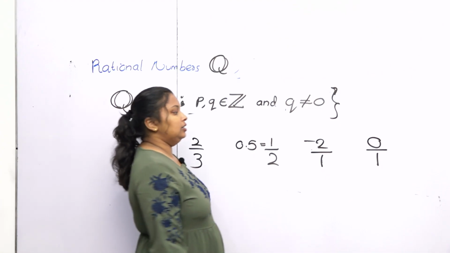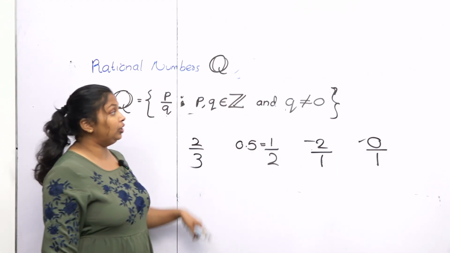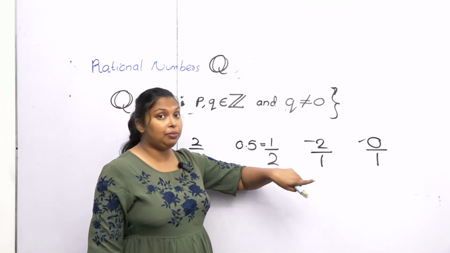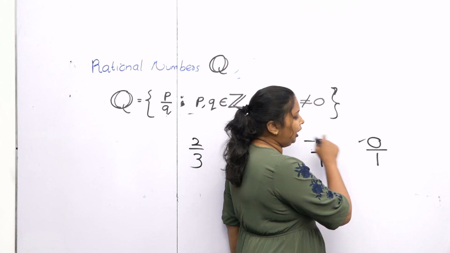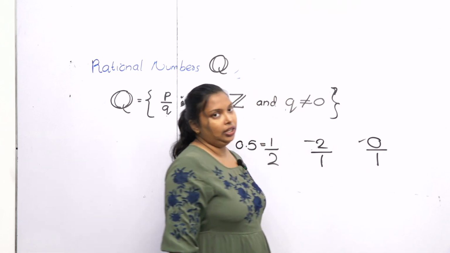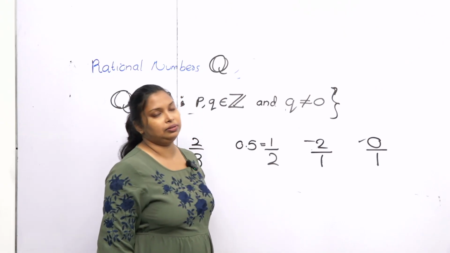Clear? Still, the numerator being 0 is fine. They say the denominator cannot be 0. Here the numerator is 0, therefore the numerator can be 0, the denominator cannot be equal to 0. So this is also a rational number, 0 is also a rational number.